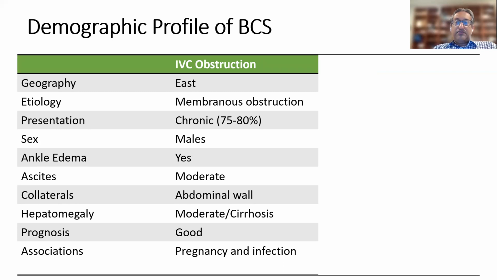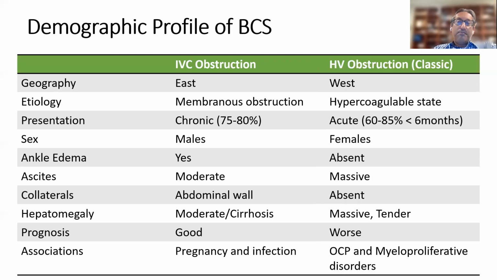You'll see pretty impressive collaterals in the abdominal veins because it develops slowly, or chronically, so you have time to develop collaterals. You do have hepatomegaly, and because of the chronic nature, they have cirrhosis of the liver. As compared to the other form, the prognosis is good. And in Asia, or in the East, this has a typical association with pregnancy and infection.